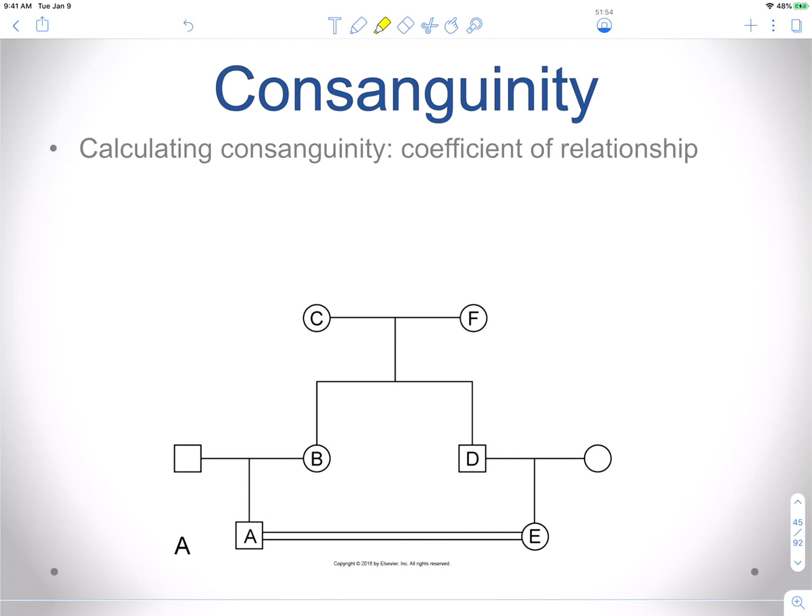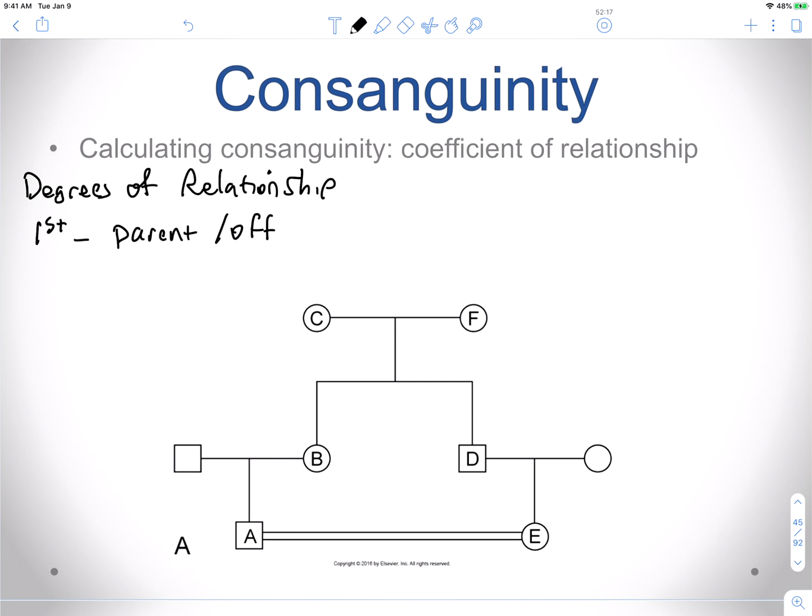So we have consanguinity. Consanguinity is a coefficient of relationship. So you have different degrees of relationship. First degree is your parent and offspring. So you're a first degree to your parent and you're a first degree to your sons and daughters. Second is going to be your siblings.